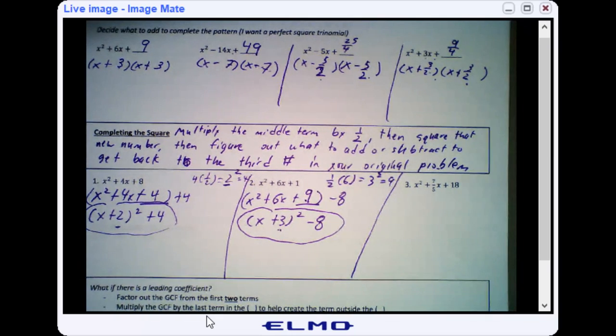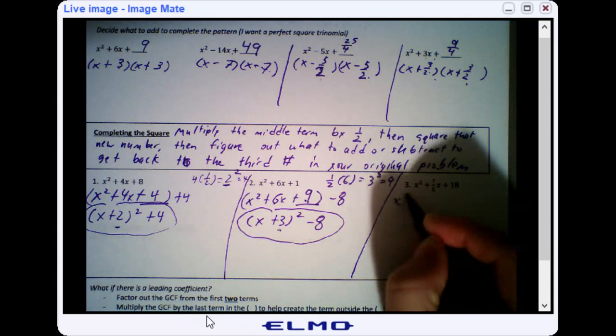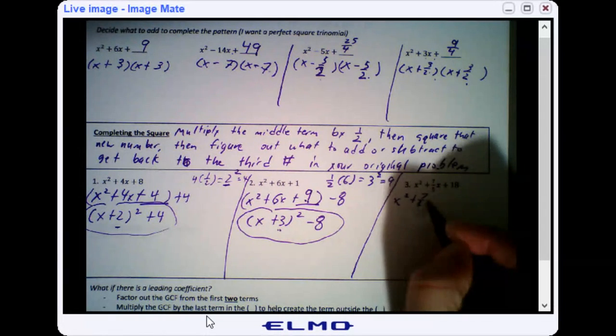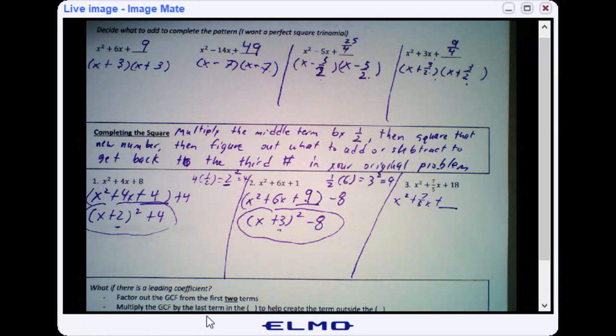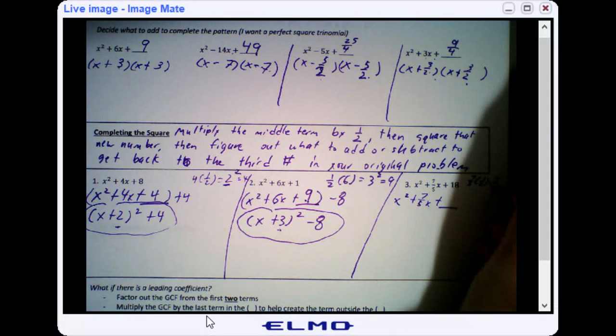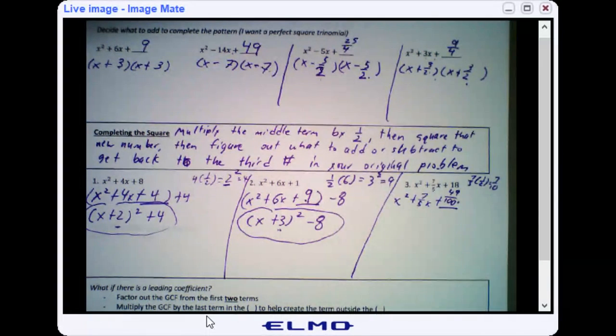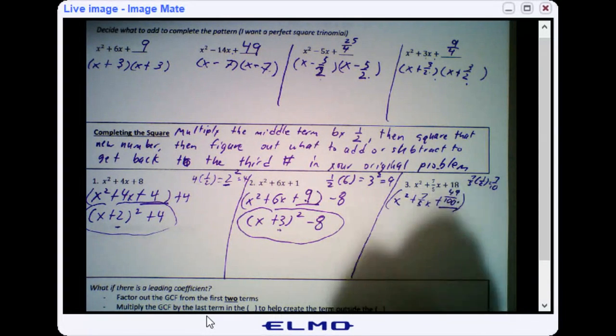Last one, x squared plus 7/5 x plus 18. So again, I'm going to forget about the 18 for a second. I'm going to have x squared plus 7/5 x plus blank. I'm going to multiply the 7/5 by 1/2, and that gives me 7/10. And then we're going to square that. So that's going to give me 49 100ths. So I'm at 49 100ths.